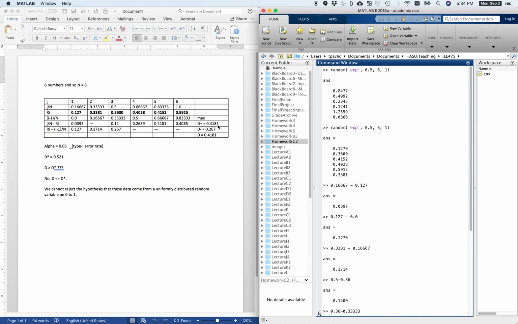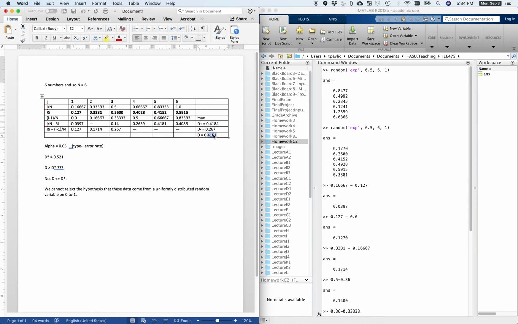0.4181. This is sort of like an effect, this is detecting a difference from what you might expect. But with so little data, this difference is not big enough for us to detect it. Now, if this difference had happened to be above the critical value, if it was 0.6, then we would reject the hypothesis conclusively. We'd say, no, these data, to a 5% significance level, are not uniformly distributed.